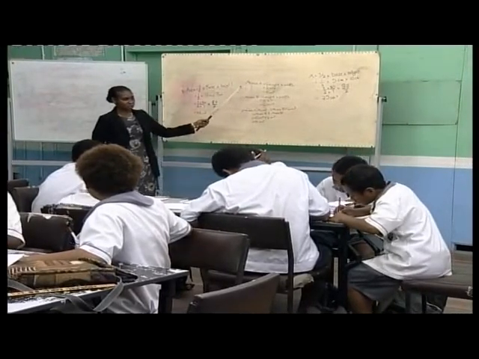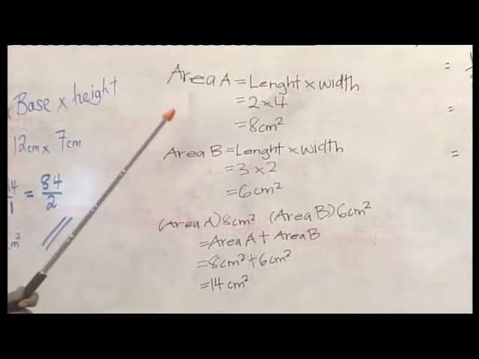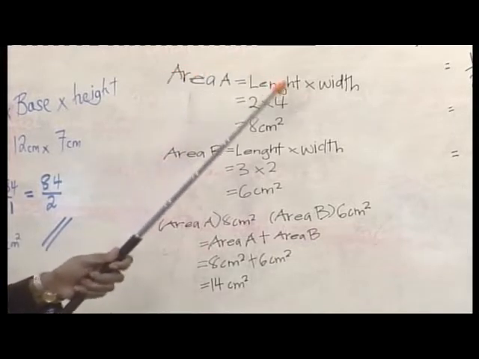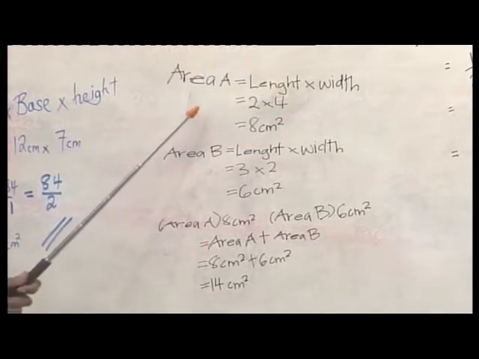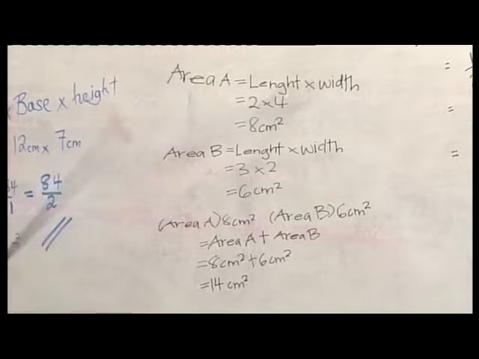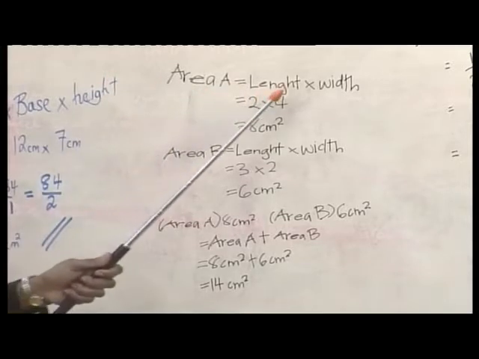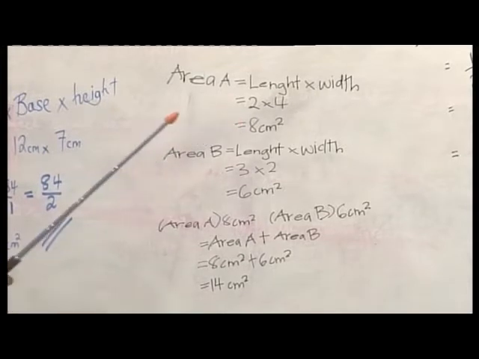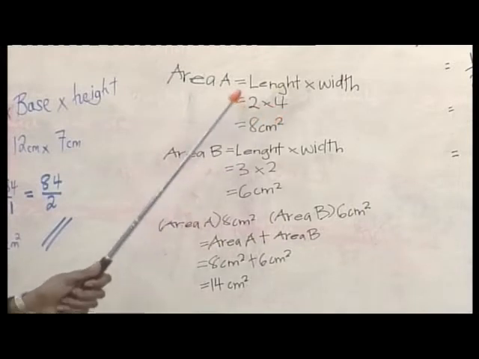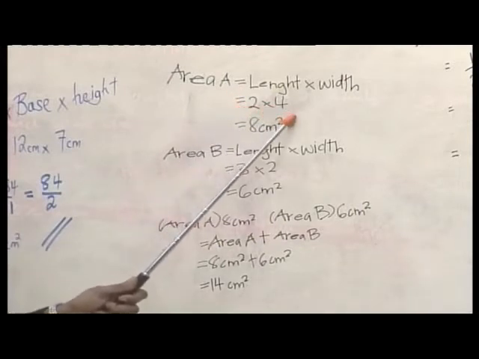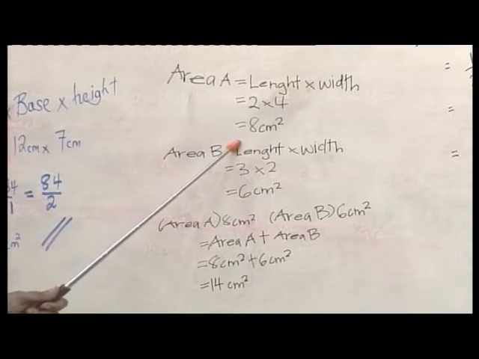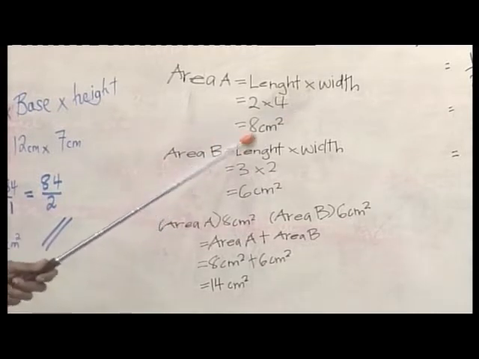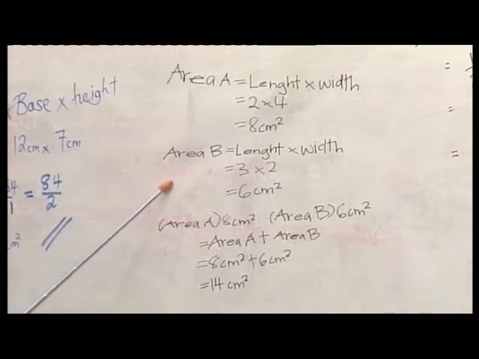Area A, this is what he has come up with. He worked out the area of the first part of the shape, known as area A. It equals length times width. And the measurements he had for area A are 2 times 4, 2 as the length, times 4, the width. And his answer for area A is 8 square centimeters. Very good. Let's move on to area B.